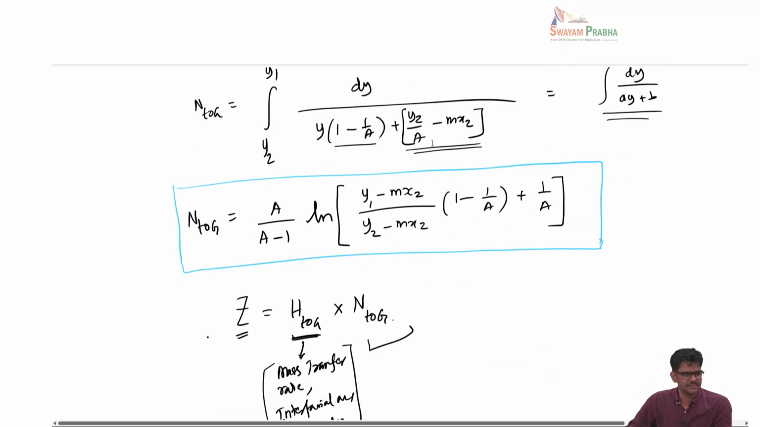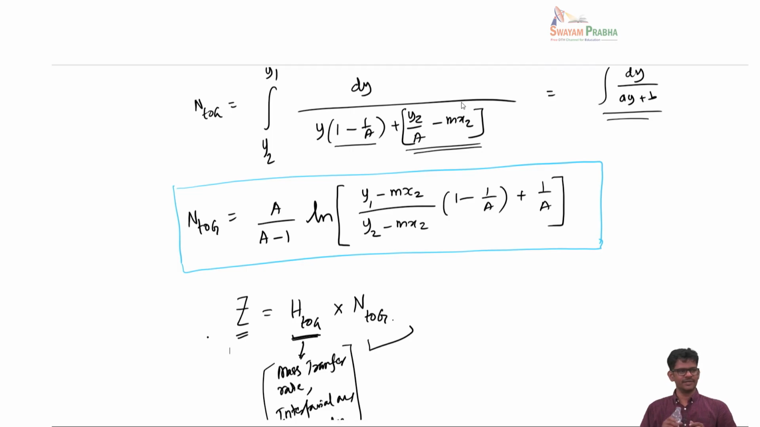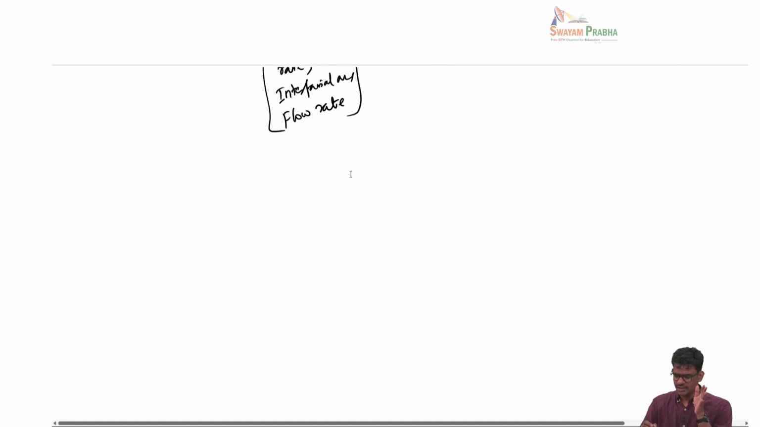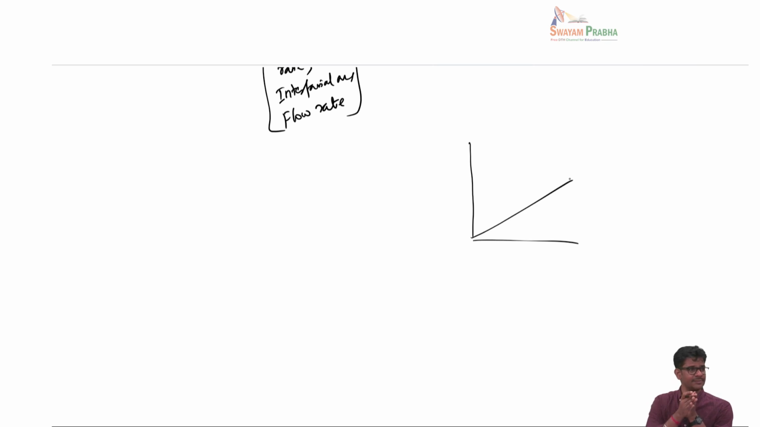There is one catch here. What if A is 1? If A is 1, what does it mean in terms of the driving force? Zero, constant, infinity? Again, I appeal to your common sense here. All you need to do is look at the diagram. The equilibrium line is here. If A is 1, which means the slope of the operating line and the equilibrium line are the same, isn't it?